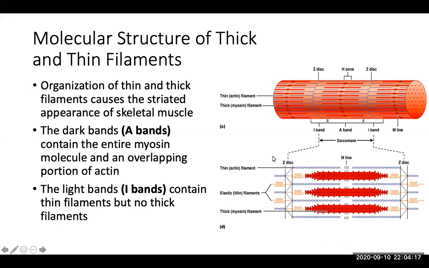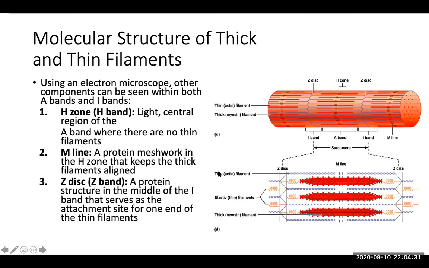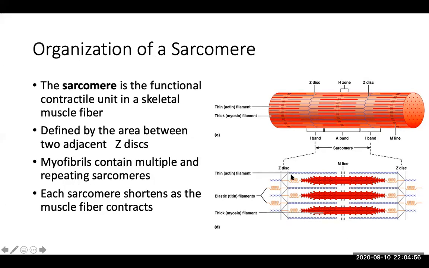So here's the organization. You have dark bands, which are called A bands. They contain the entire myosin molecule and some overlapping actin. And then the light bands, I bands, contain only thin filaments. Using an electron microscope, you can actually see this, which is fun to see. I'll let you read through the descriptions of the other bands and zones. The M line is a protein meshwork in the H zone that keeps the thick filaments aligned, and the Z disc is the protein structure in the middle of the I band that serves as the attachment for the thin filaments. So here is the sarcomere then.